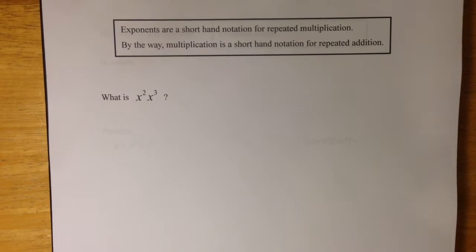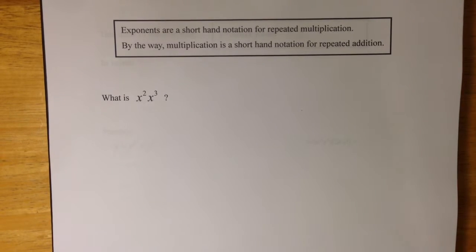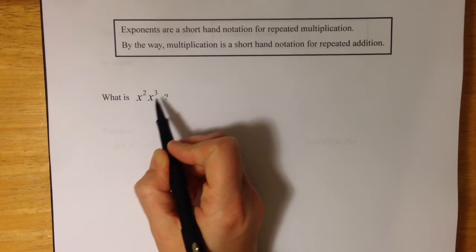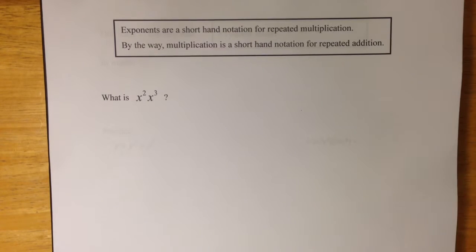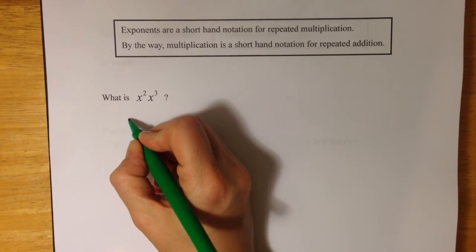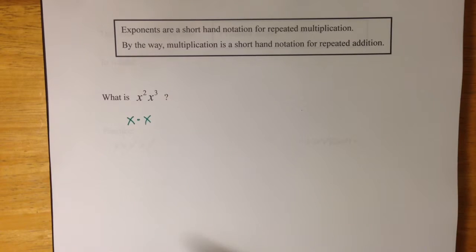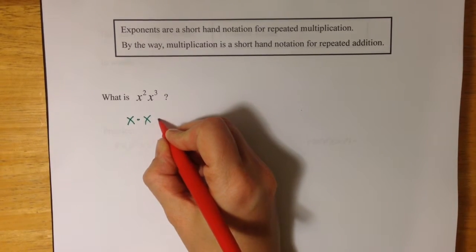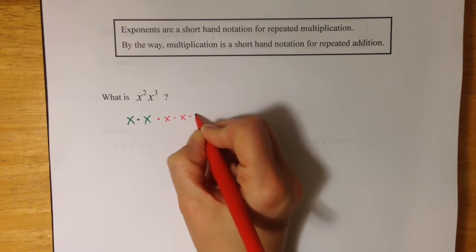So exponents are just a mathematical shorthand for repeated multiplication. And by the way, multiplication is really a shorthand for repeated addition. Using that understanding about what exponents are really asking us to do, we can discover some rules for exponents. I want to think about what x squared times x cubed is really asking us to do. Now, that x squared is x times x. It means multiply x by itself twice. And the x cubed means to multiply x by itself 3 times.